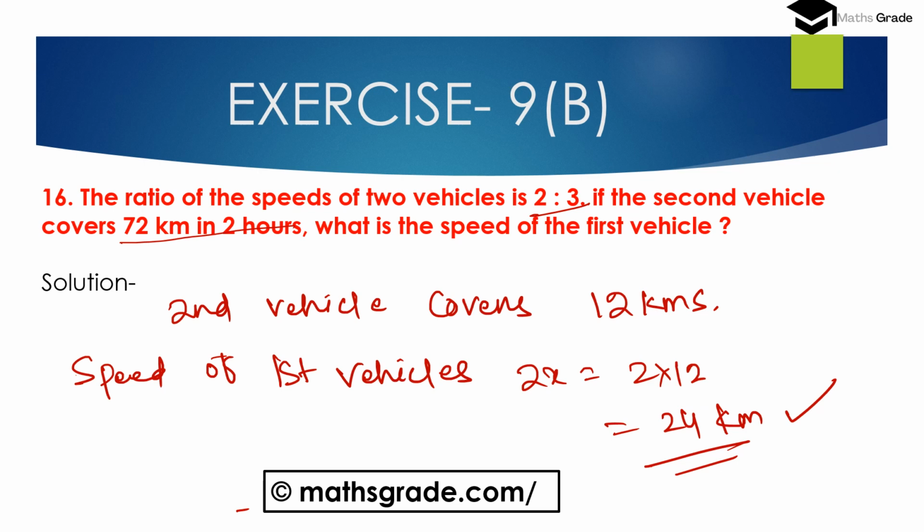So the speed of the first vehicle is 24 kilometers per hour.